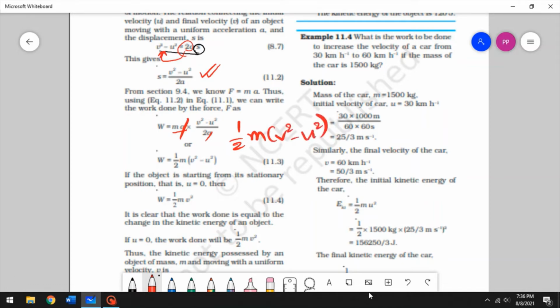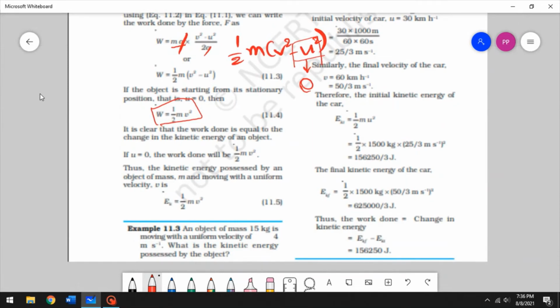Alright, and if an object is starting with an initial velocity of 0, there is no point in having this u square here, right? So that is when this W equals half mv square comes in. This is a very important, commonly tested equation that you need to remember. It's not very hard either, it's really easy. Kinetic energy is half mv square. Alright, so this is the important formula. Energy is kinetic energy, so it's E sub k, that is, you can also write it as KE, kinetic energy, equals half mv square.